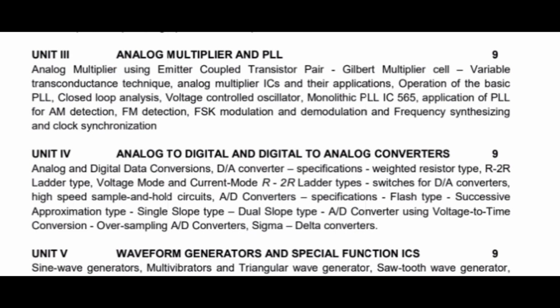The next one is PLL, that is, phase locked loop. In that we are going to discuss the operation basics of PLL, lock loop analysis, then VCO, and then monolithic PLL, that is IC 565, applications of PLLs for AM detection, FM detection, FSK modulation, demodulation, frequency synthesizing and clock synchronization. This is what we are going to study in this unit.